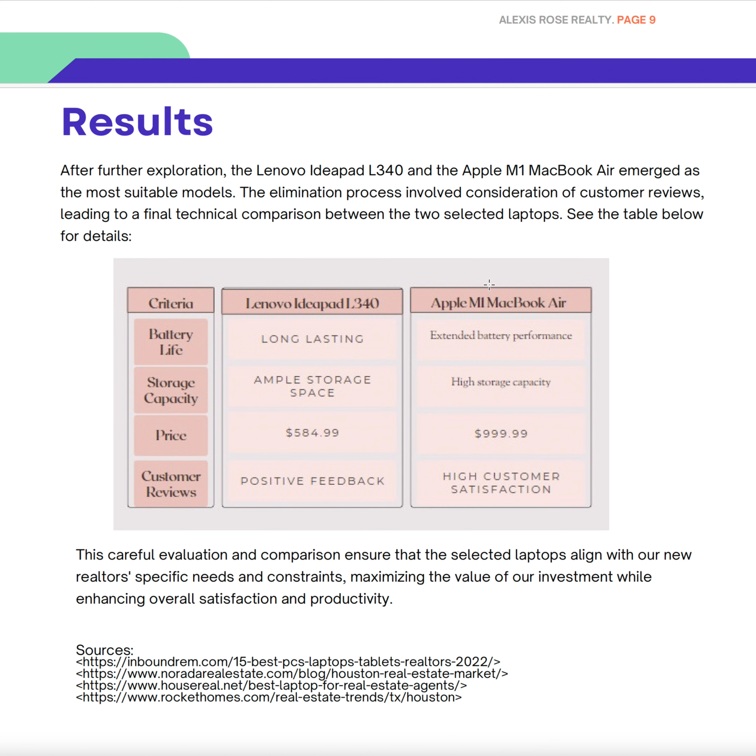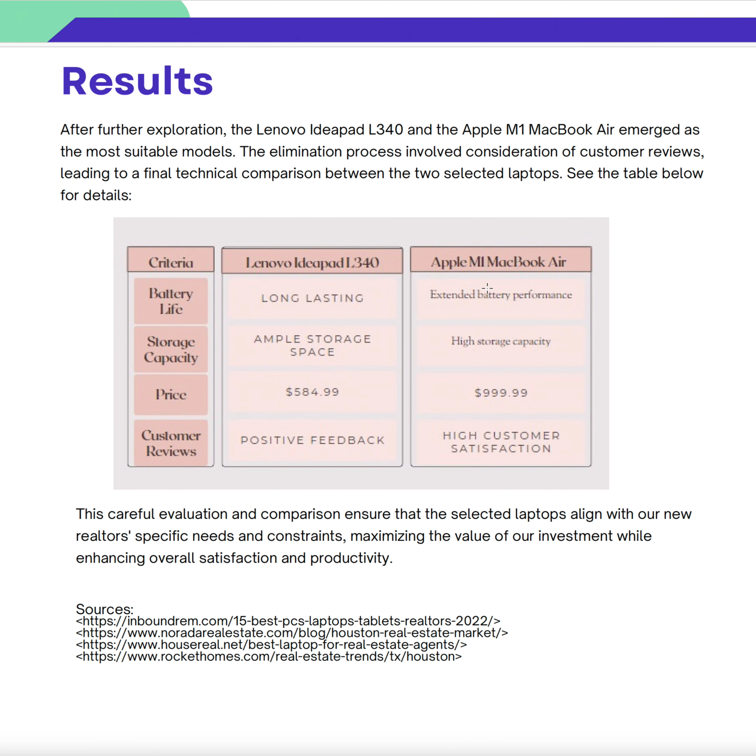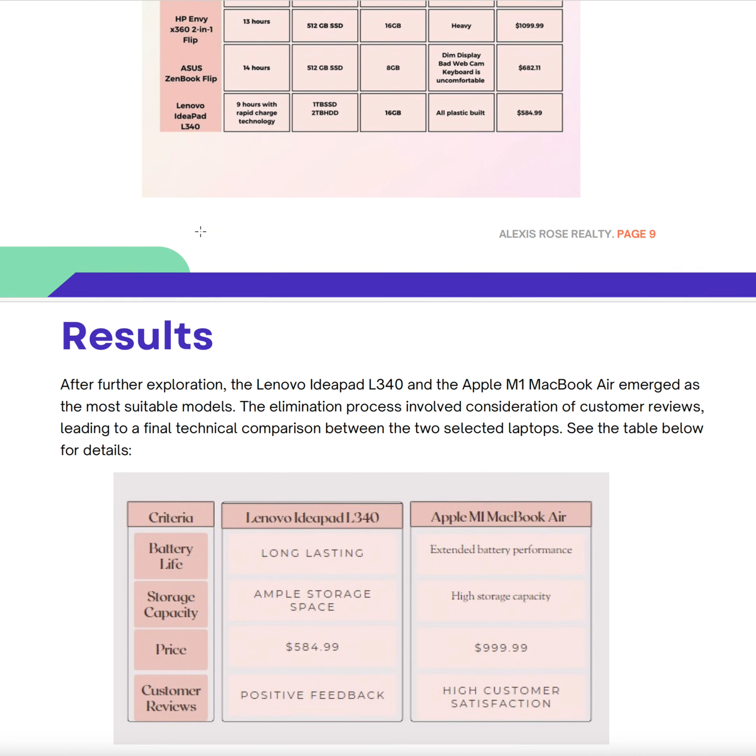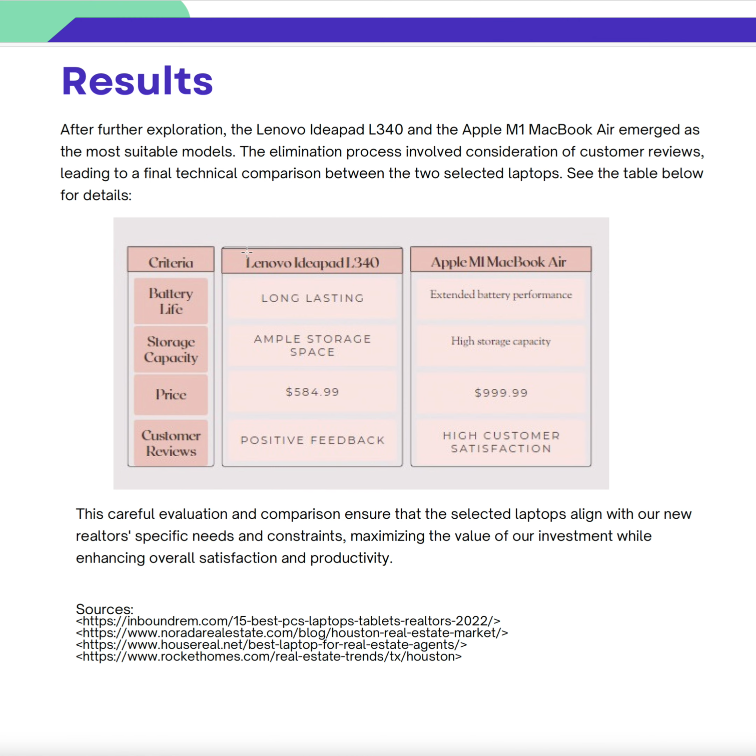Okay, so moving down to more results. This is the section that should be the longest because you are explaining how each computer that you researched compares to the criteria that's needed for the new employees, in this case, the realtors. So in this section, she just goes into more detail about how she excluded 2 options and decided to focus on these 2.